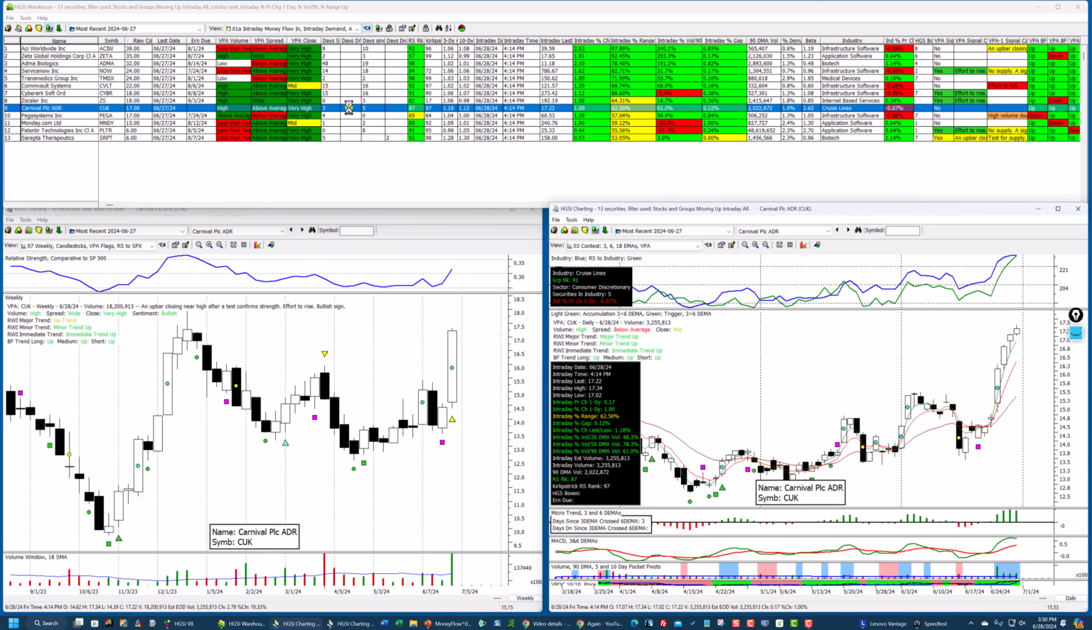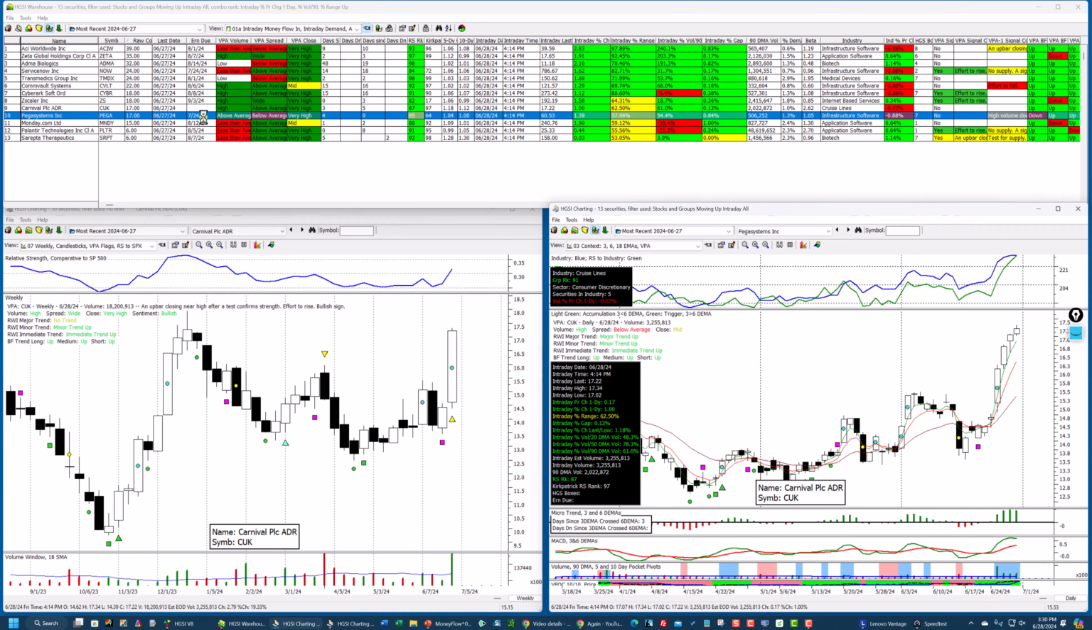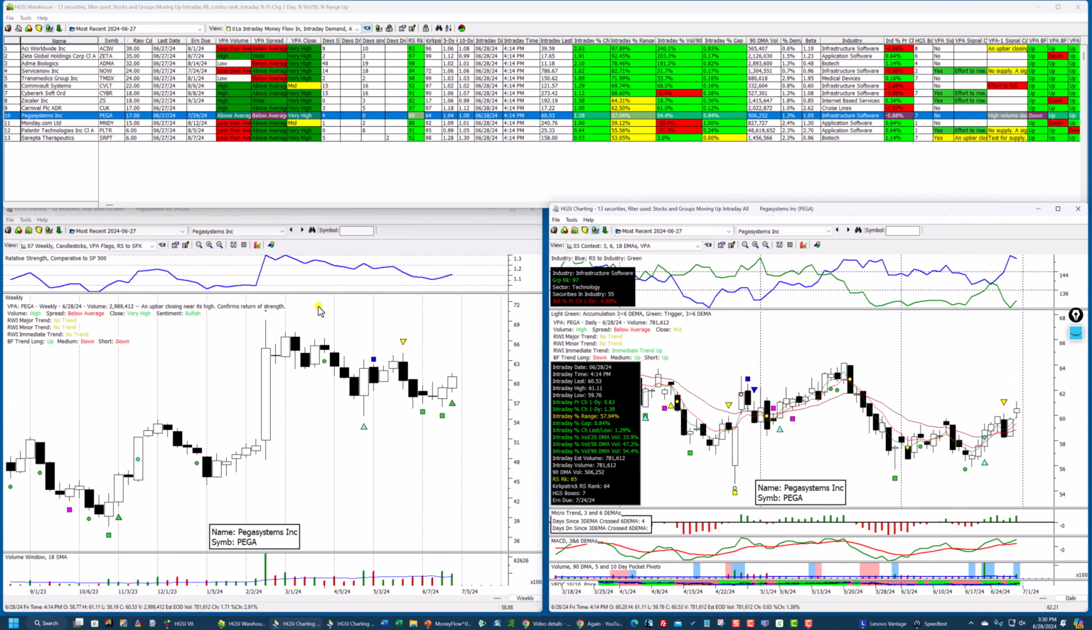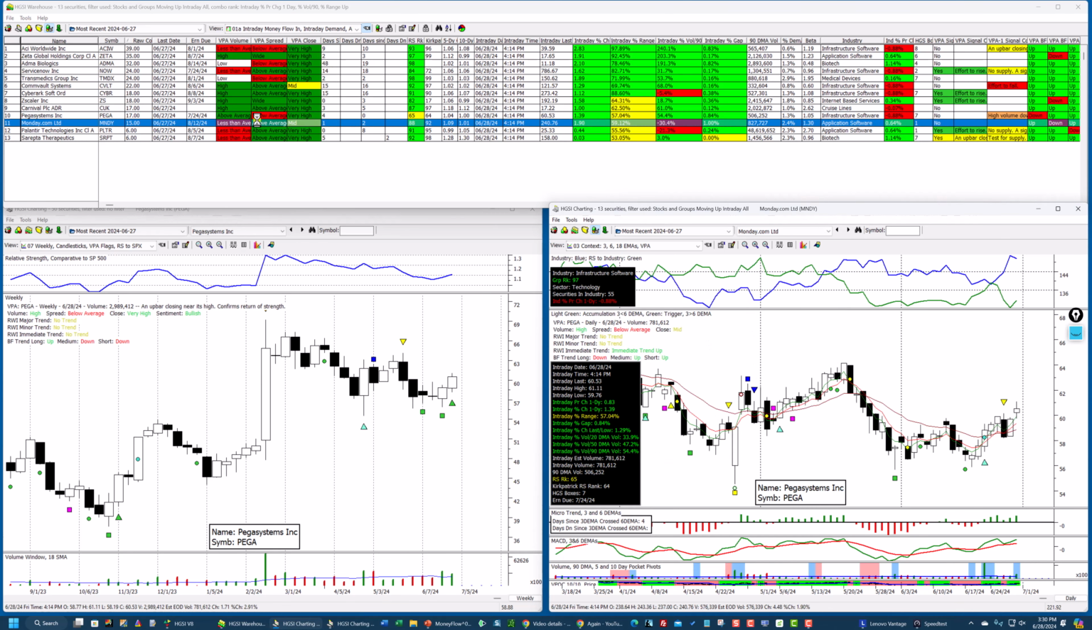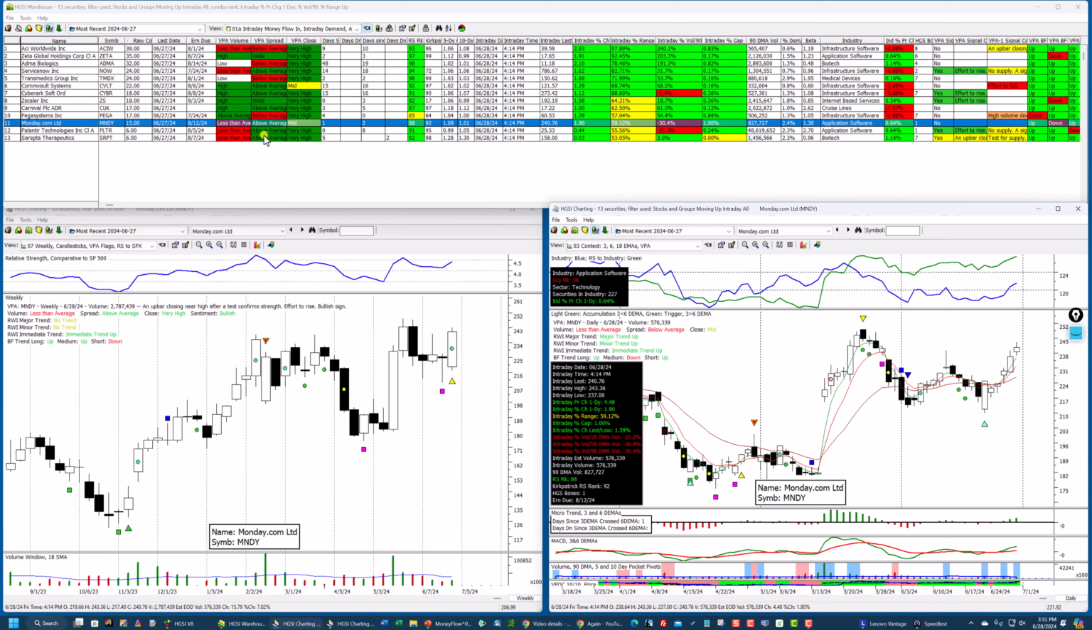Carnival, this one's been going up over the past few days on earnings. Loose on the weekly, but tightening up. Pegasystems, I'd say neutral to loose. This has been down, but trying to go. Monday.com, this is neutral to loose. I'd say more loose than neutral. You can see the big gap up, move up, big volume spikes right here. Big white candle with a blue volume spike moving up.